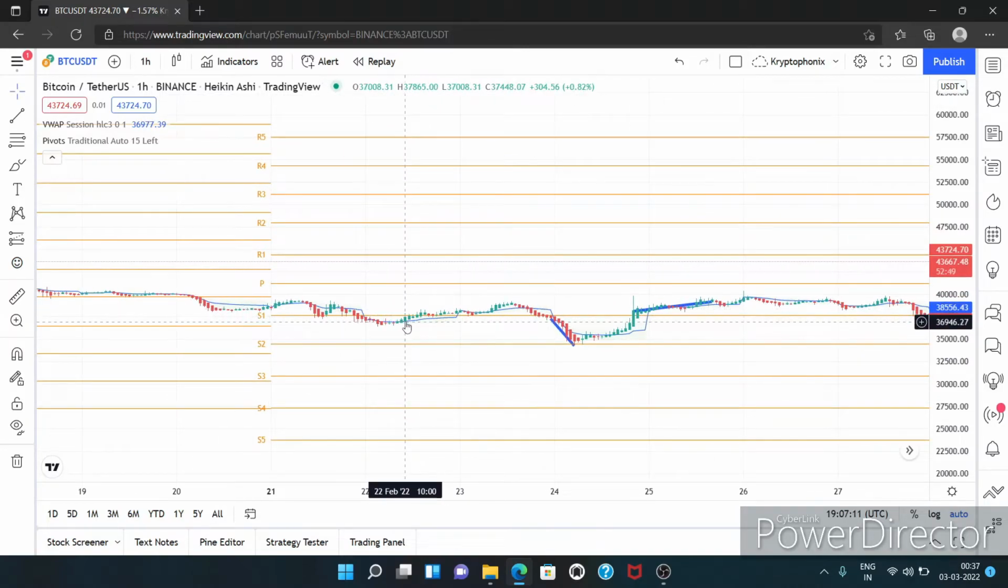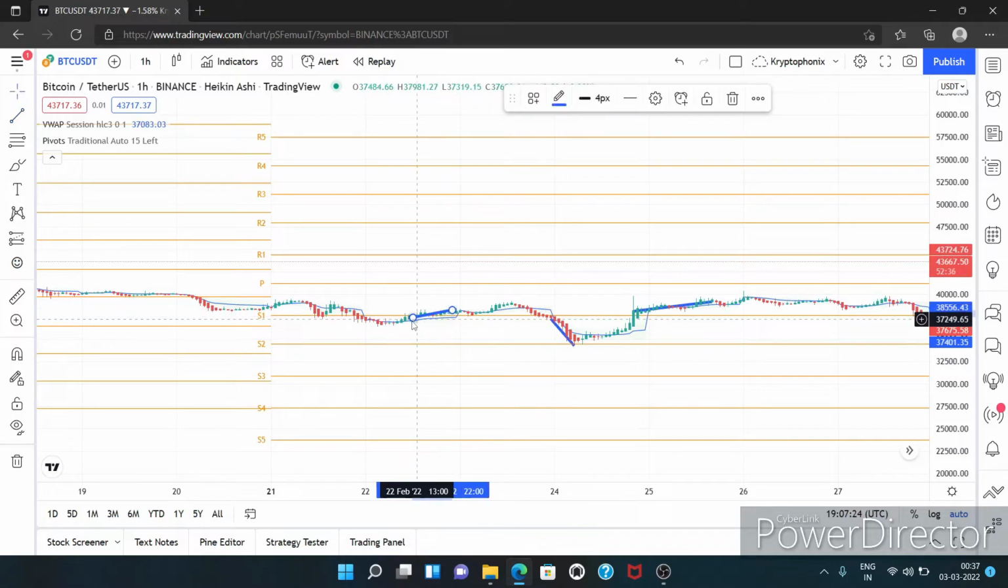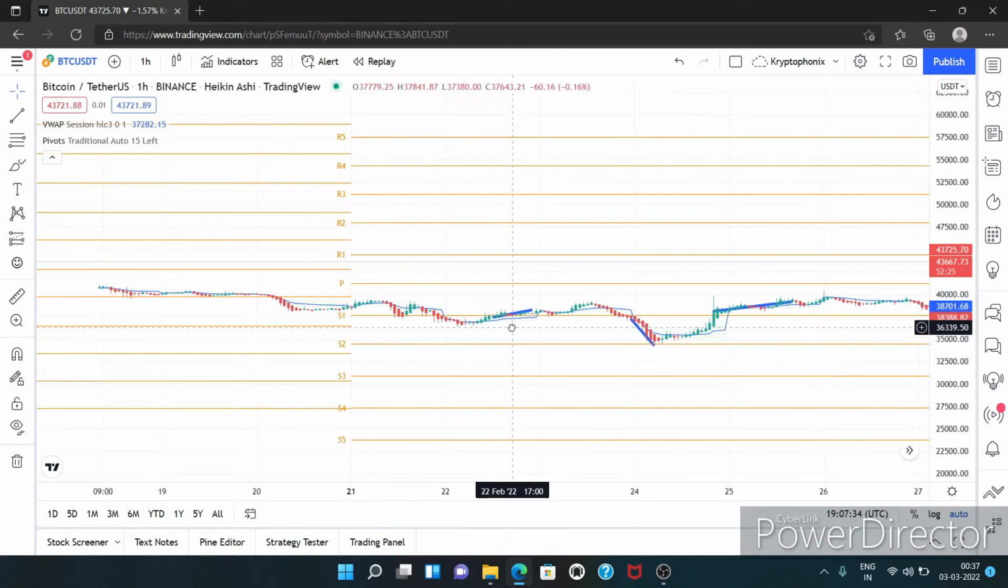This point over here, trading above the VWAP, gave a closing above the resistance level, result up move from 37,400 levels to 37,900 levels. This was a smaller move.